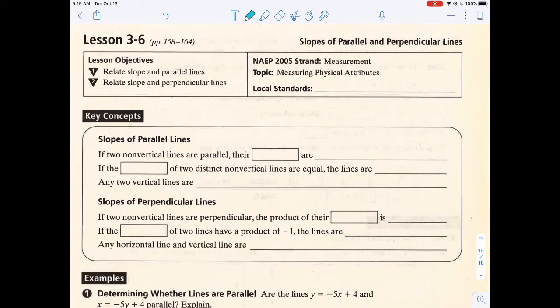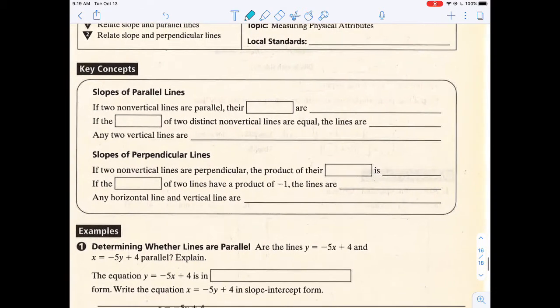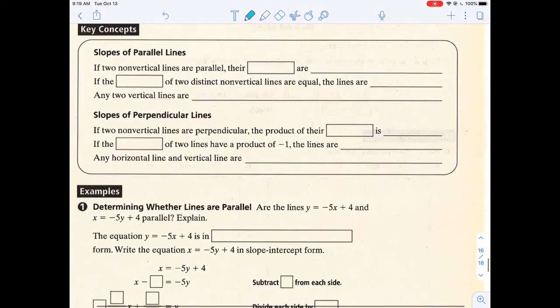All right, lesson 3.6 is about the slopes of parallel and perpendicular lines, and our objectives are to relate slope in parallel lines and relate slope in perpendicular lines. So first, our key concepts.